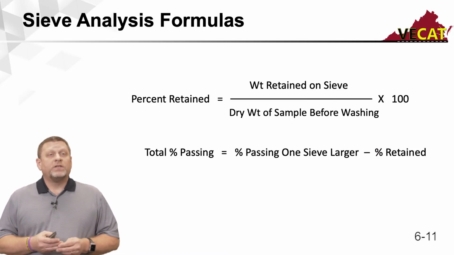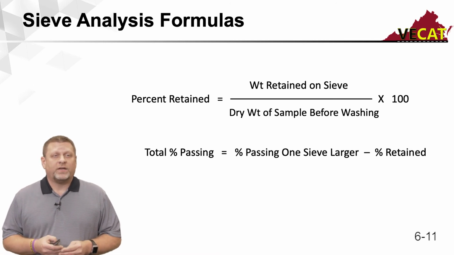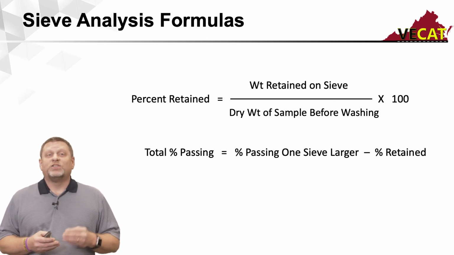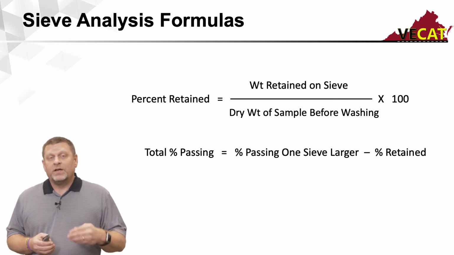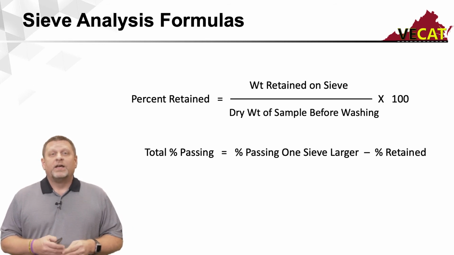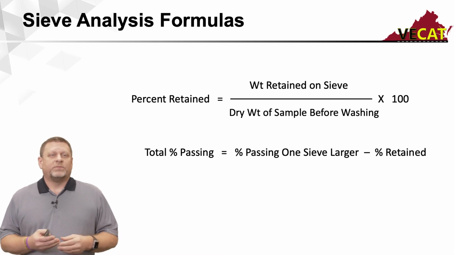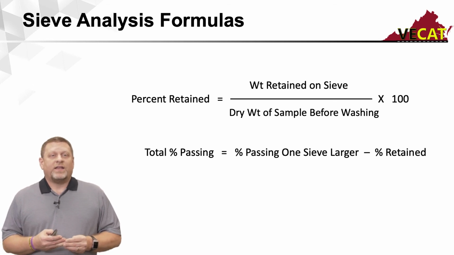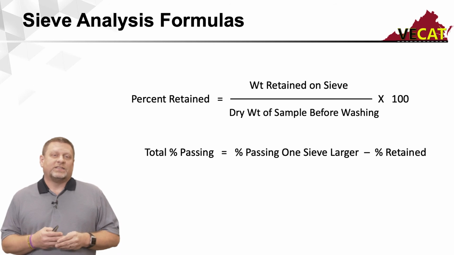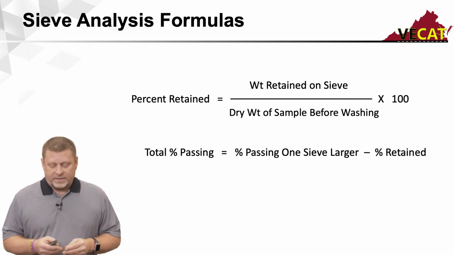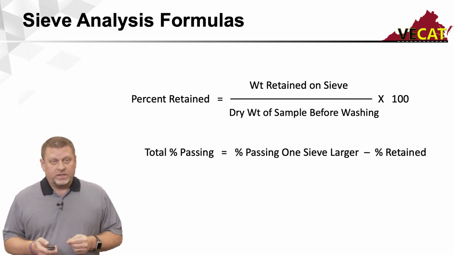Here are the formulas. Go through them real quick to calculate your sieve analysis. First, you want to calculate your percent retained. That's simply the weight retained on each sieve divided by the dry weight before washing. You'll see an example of that in just a second. We multiply it by 100 to convert it to a percentage. Once we've got a percent retained, we then subtract that from the percent passing the sieve larger to get the total percent passing. You'll see examples of both of these as we go forward.